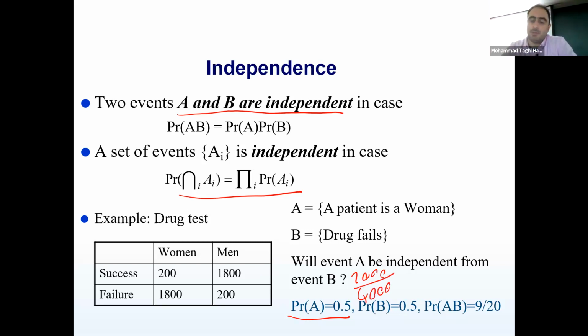What about probability of B? Probability of B is also how many people the drug fails. If you see that here, it would be again 2,000. 2,000 over 4,000 would be again half.